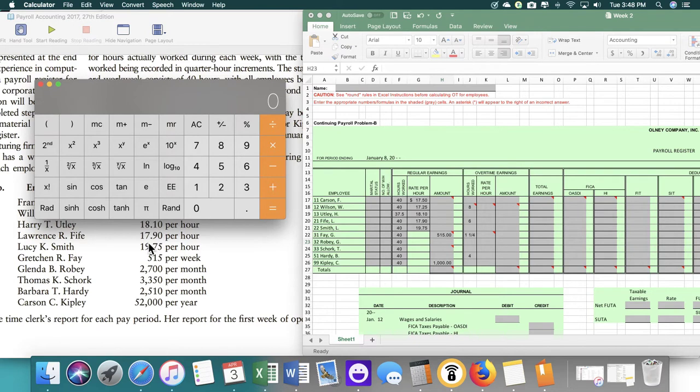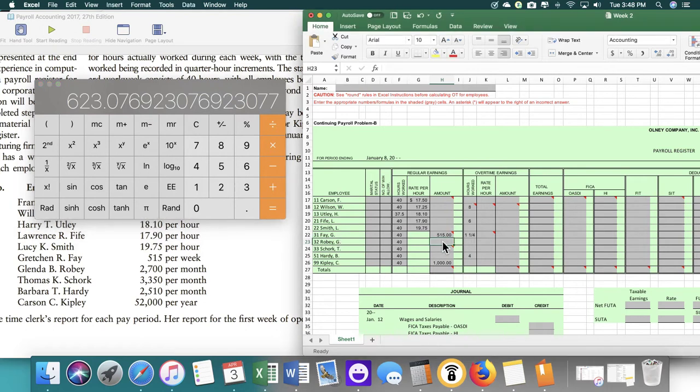Okay, so to calculate pay for the individuals that are given per month, we have to figure out their annual salary. So we have $2,700 times 12 months gives us $32,400 and divide it by 52. That gives us $623, and we're going to round it to 8 cents. So that's going to be $623.08.